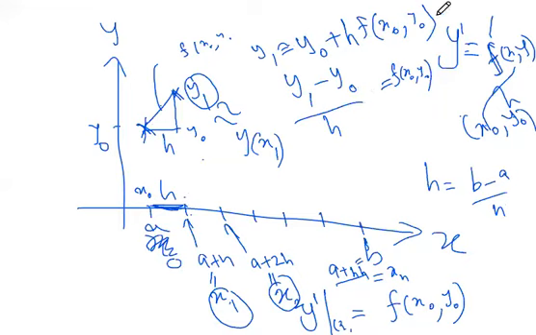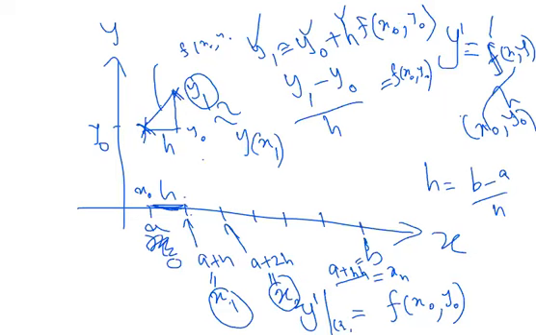Using this equation, you can compute because every term is known. The user will decide this n, then you know h, and f gives the slope at this point. If you want a better approximation, reduce this h. Then you can obtain y1 and you keep doing this.